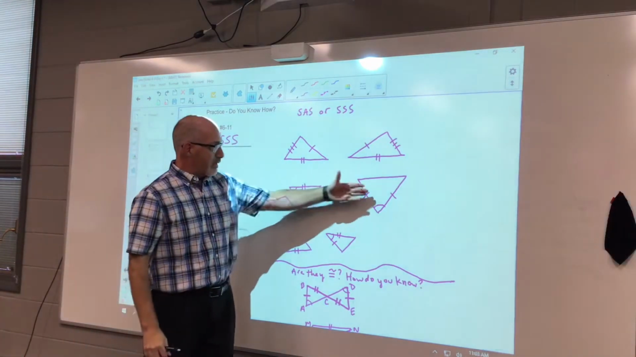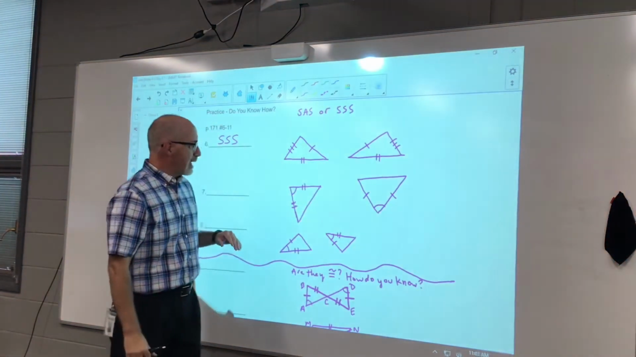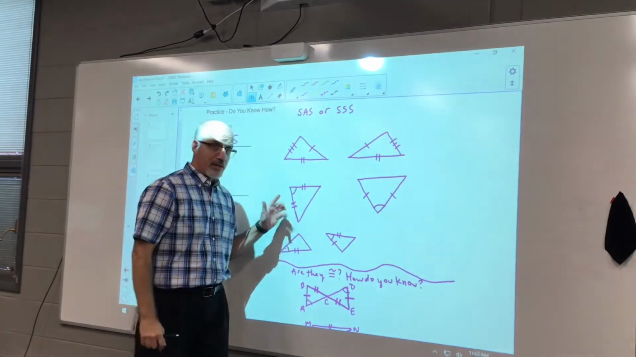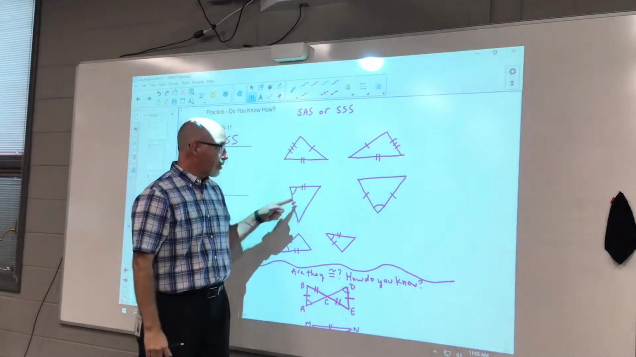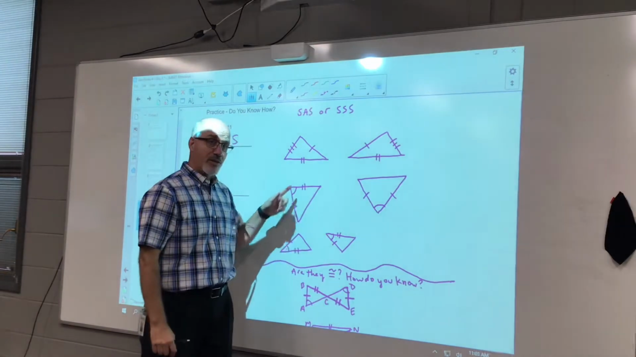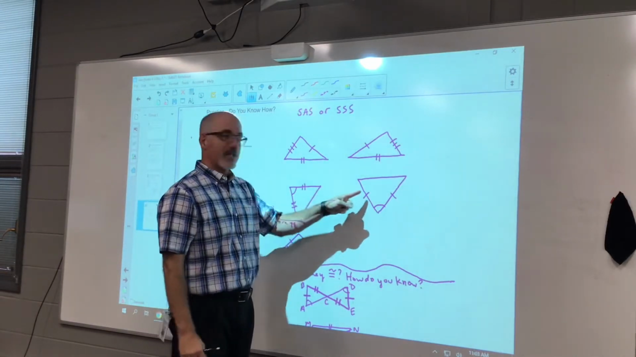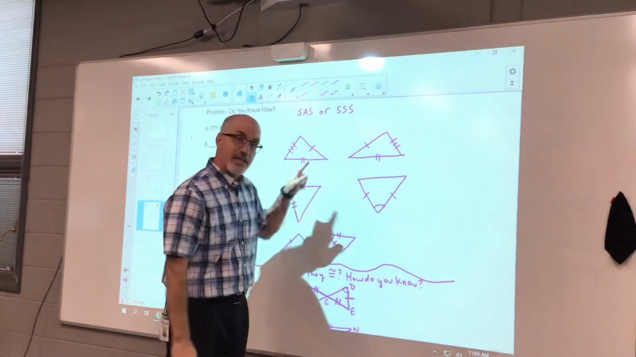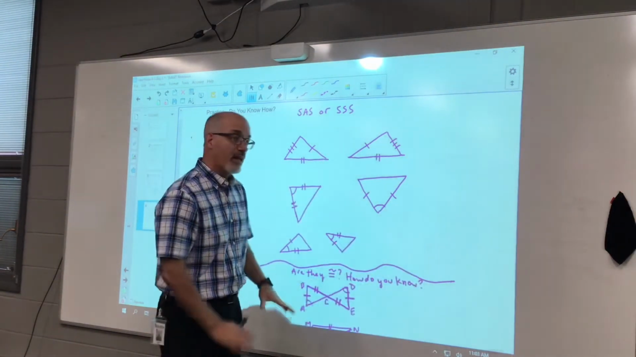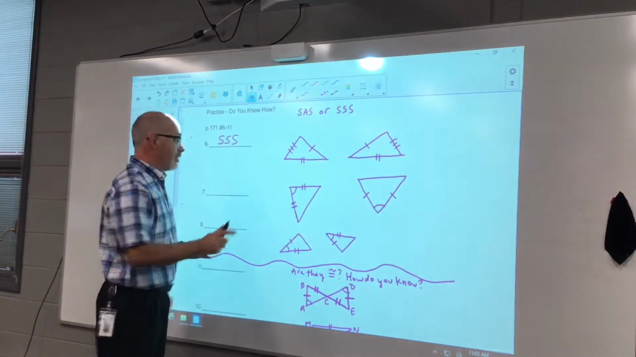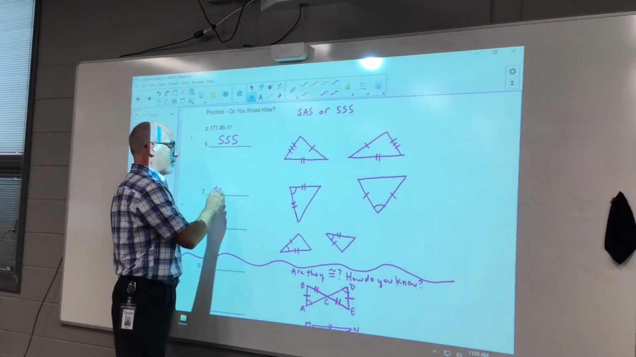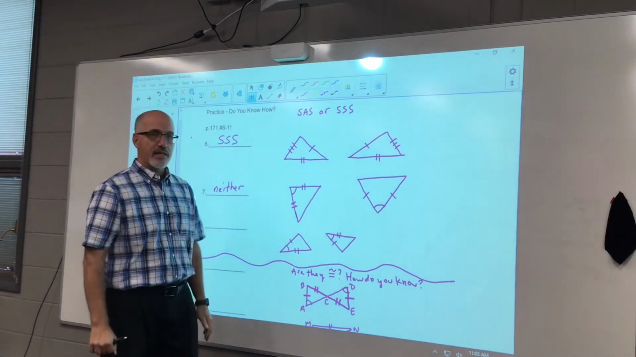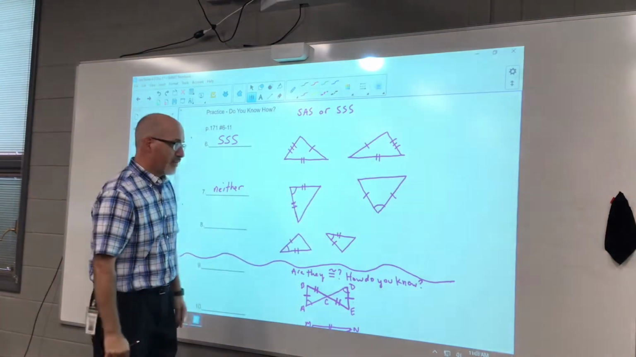This next one, these two triangles here, notice that it has an included angle that's congruent, but it's a little tricky. These two sides are congruent, making this an isosceles triangle. It's congruent to itself, but it doesn't mean it's congruent to this one over here. So since these are not congruent to the side in the other triangle, neither one of these work. We don't know if these are congruent or not from the information given. So we're going to put neither for side angle side or side side side because of the difference there.